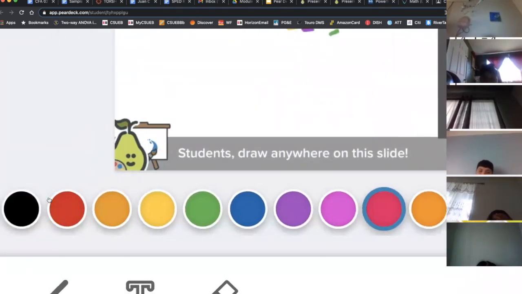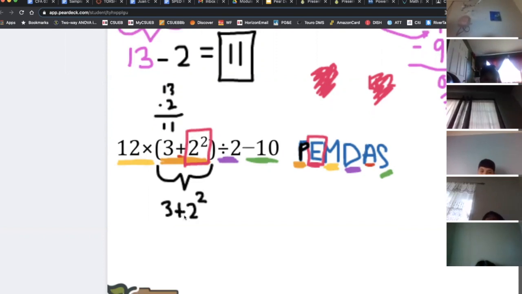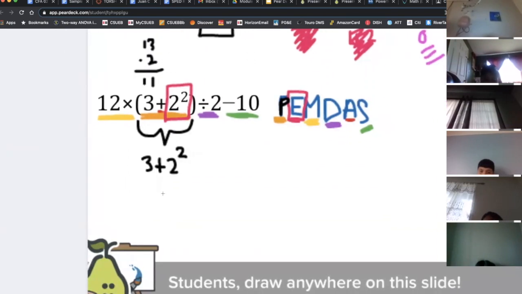What's going to come first from PEMDAS, Andy? The 12 and the parentheses part. Parentheses part, right? Okay, so let's just look at the parentheses. What is inside the parentheses? 3 plus 2 to the power of 2. Very good. So we have 3 plus 2 to the power of 2, correct? If I'm just looking at 3 plus 2 to the power of 2, what do I have here?